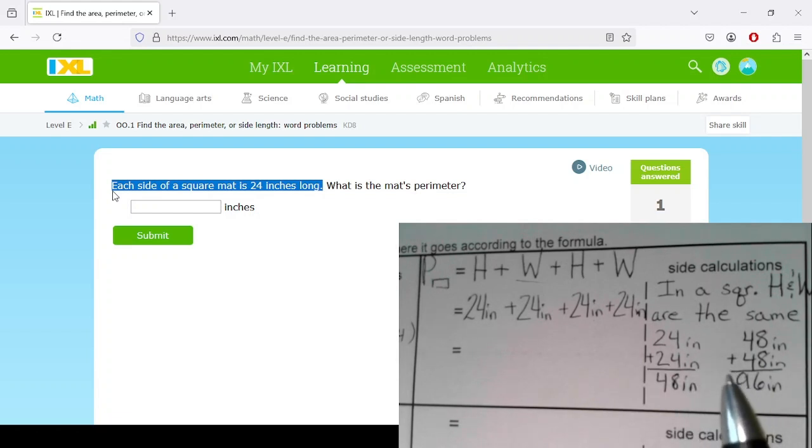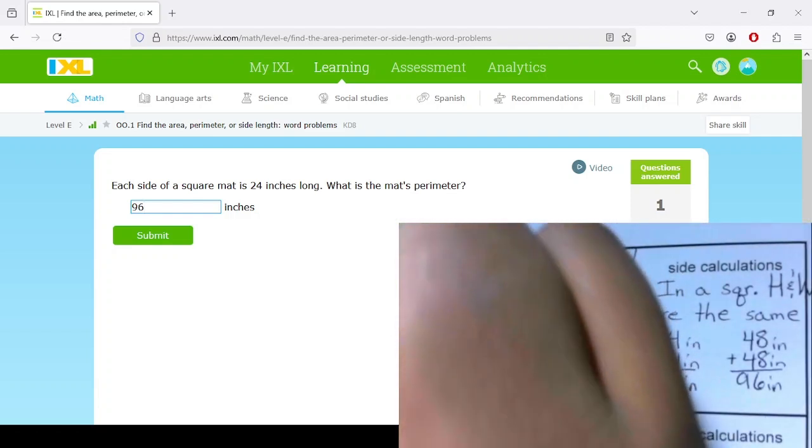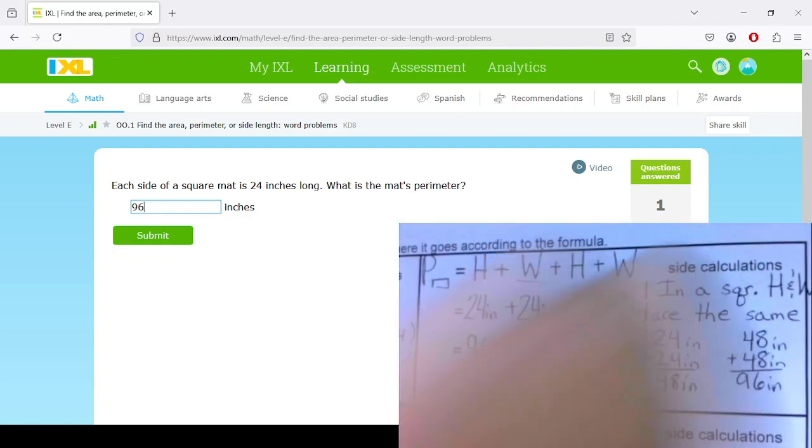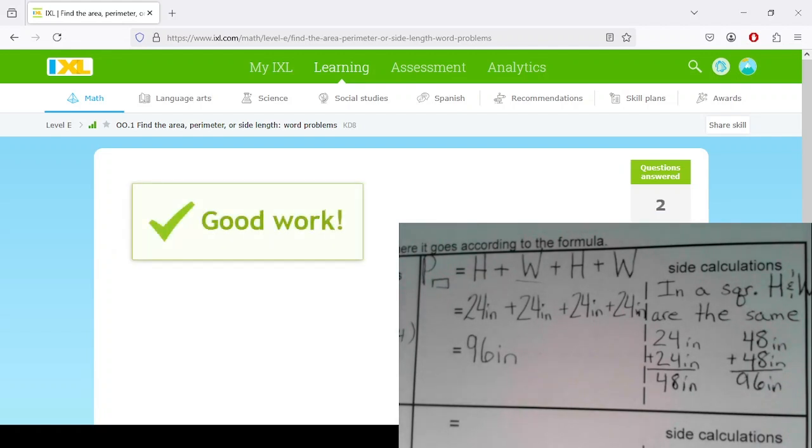I do not care how you do your side calculations. I only care that you do one and get it right the first time. My final answer, I need to put it over here, 96 inches. Make sure that I've typed in 96 and nothing else. Good work.